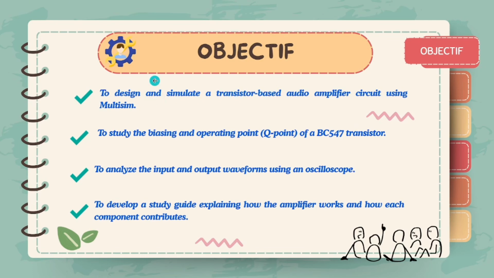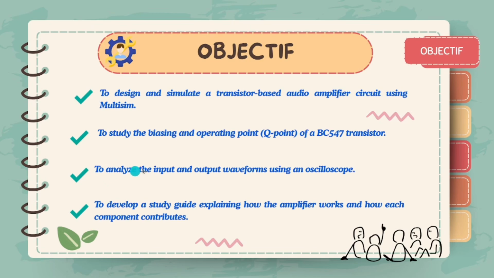The second part of the objective is to study the biasing and operating point, which is the Q point, of a BC547 transistor. As we know, the biasing network, which is R1 and R2, ensures the transistor stays in its active region, meaning it can amplify the signal linearly without distortion.